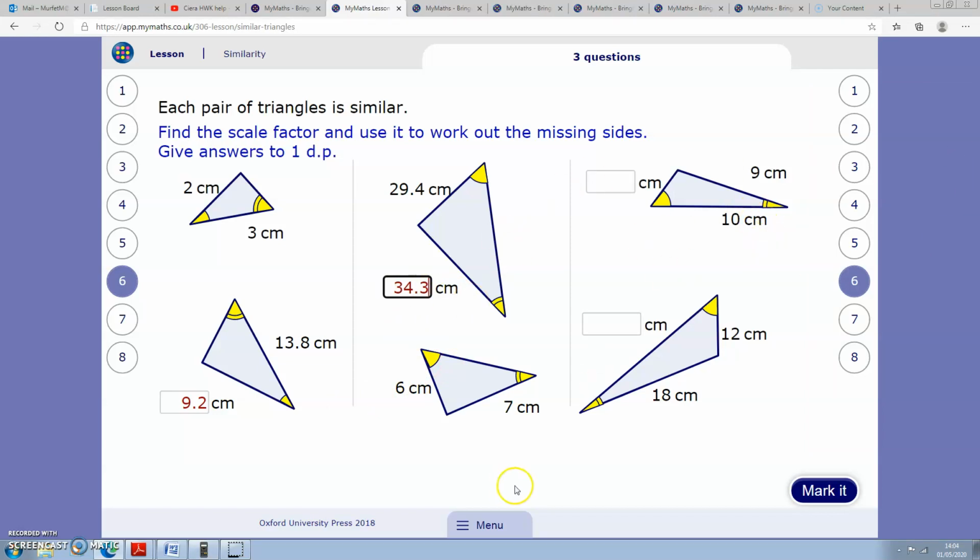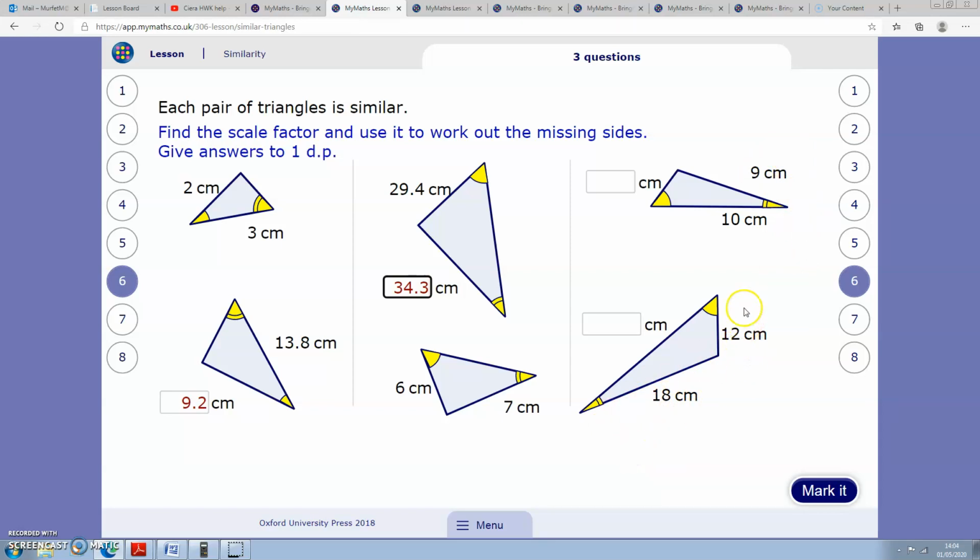Okay, and on this one, I've got two sides that I need. You can see this angle here is this one. So this side, 12, will relate to this part. This side here will relate to the 10. So the 18 relates to the 9. Well, 9 is half of 18, or 18 is 2 times 9. So my scale factor is 2.